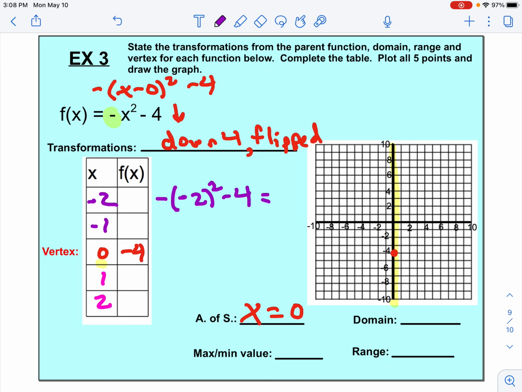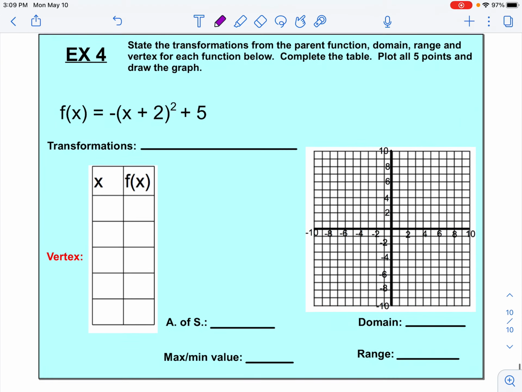So try this on your calculator. Make sure you get this right. So you'd have the opposite or negative symbol, and then parentheses, minus 2, parentheses squared, and then minus 4. So that will give you negative 8. Now, if you enter this incorrectly, you're going to get a different answer. So now that you've tried that, I want you to try the other 3 values and plot your points, fill in the domain and range and minimum value, and then check back to the notes for the information to see if you got it correct.